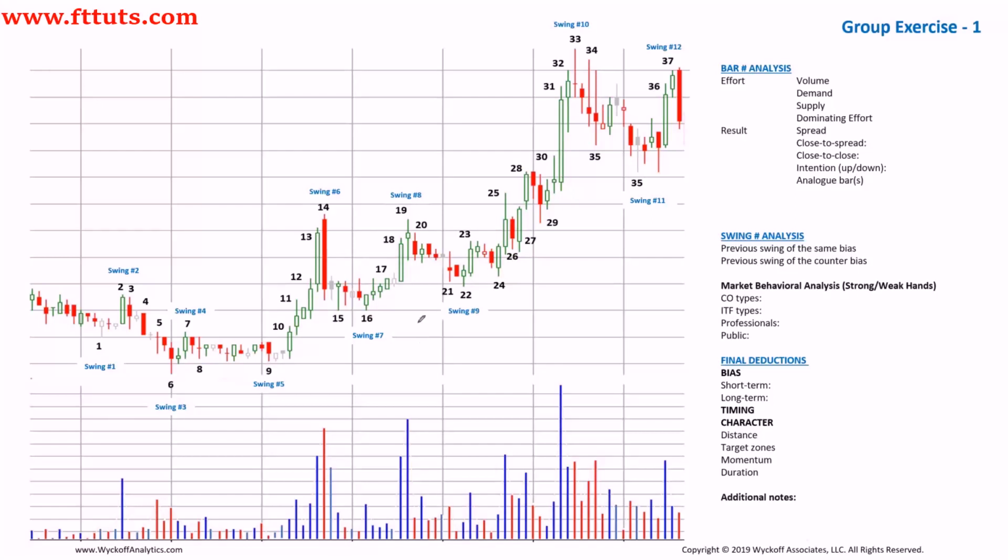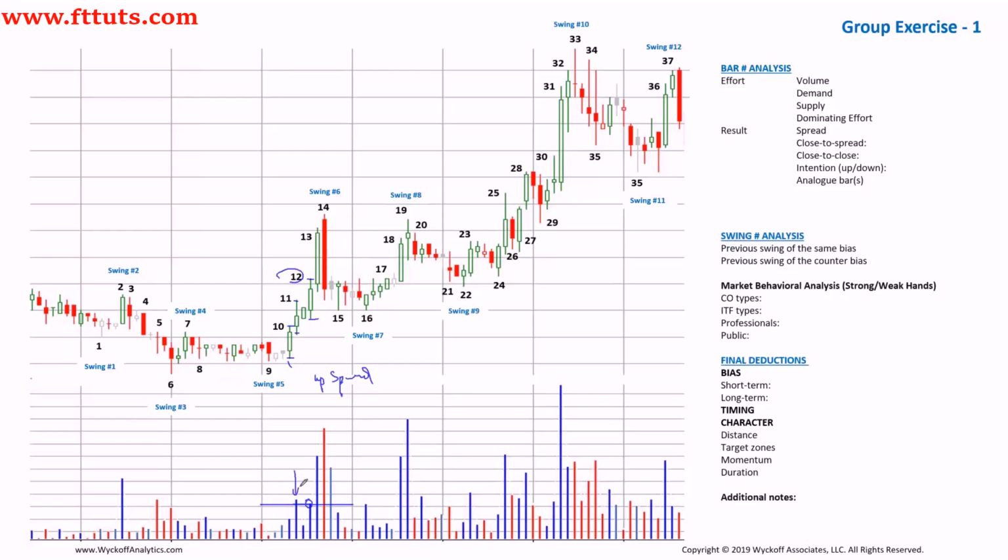Okay, so how about bar number 12? What can we say about bar number 12? Looks like lots of supply and some good demand too. Yeah, we definitely see that. Spread-wise, it's probably the largest spread out of 10, 11, and 12, right? So the up spread is increasing. It happens on a really good volume signature.